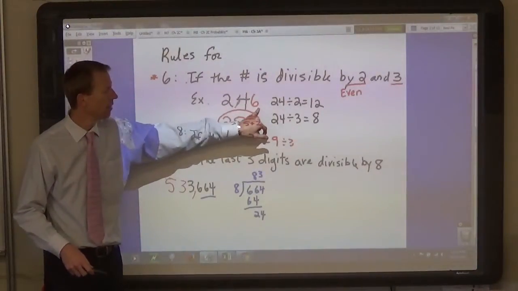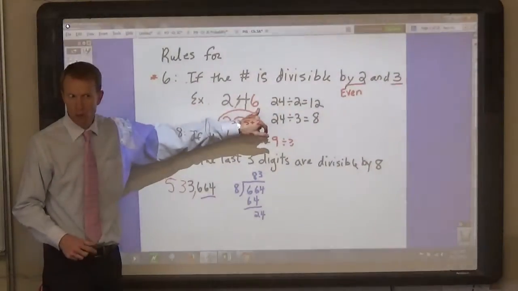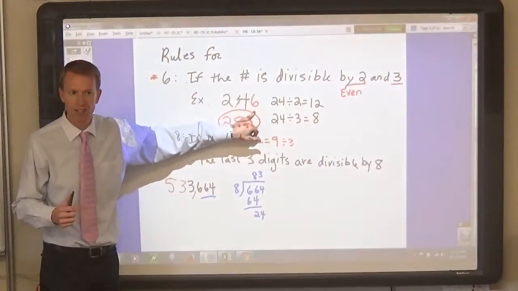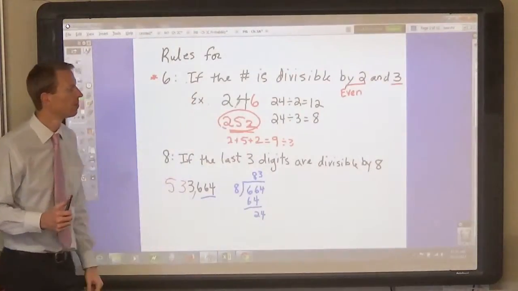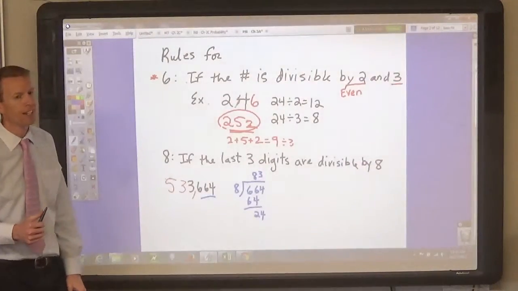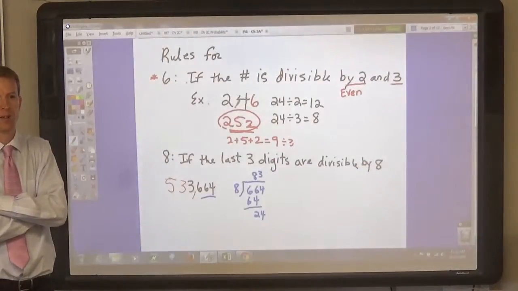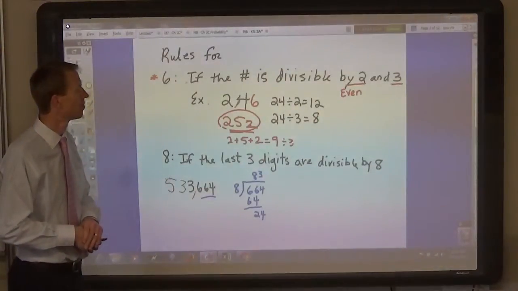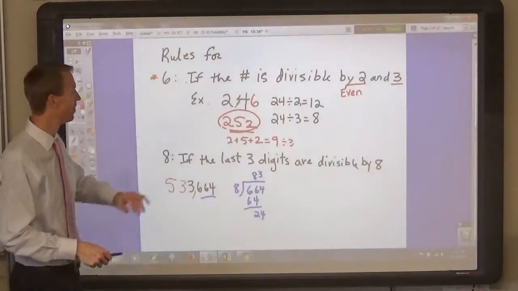246. Is that divisible by 2? Yes, it ends in an even number. Is it divisible by 3? Yes. How do you know, Tyler? Because it's a 6 and 3 goes into 6 2 times. No. What's the rule for 3? What do you have to do to check for 3? Noah? The sum of those digits is 12, and the reason you know that 12 is divisible by 3 is 1 plus 2 is 3. Okay, yep.